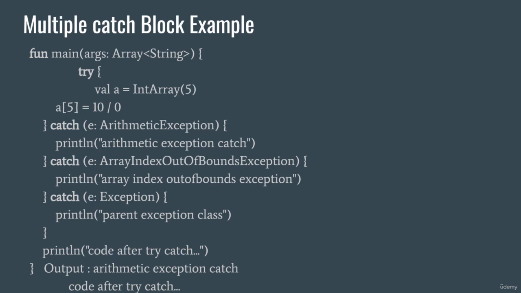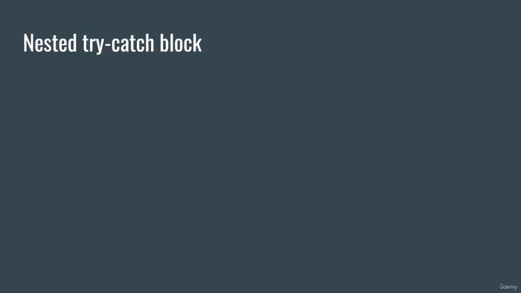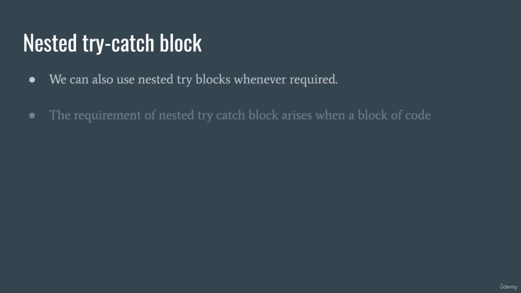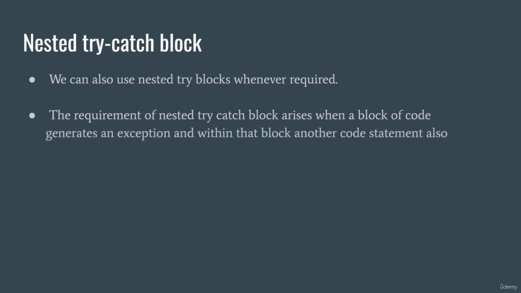All right, so we can see that the output here will be an arithmetic exception catch, and then we have the code after the try catch. So we can also have nested try catch blocks, and that is sometimes required. The requirement of nested try catch blocks arises when a block of code generates an exception, and within that block another code statement also generates an exception. So that is the exception inception, so to speak.